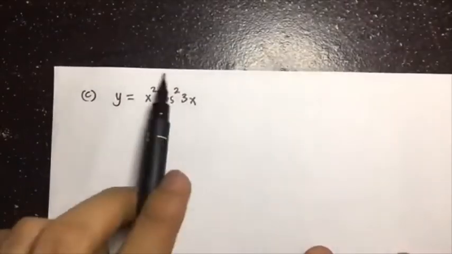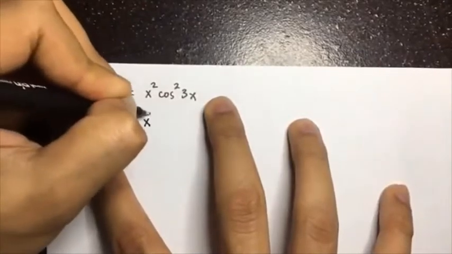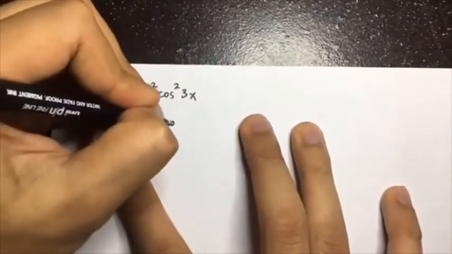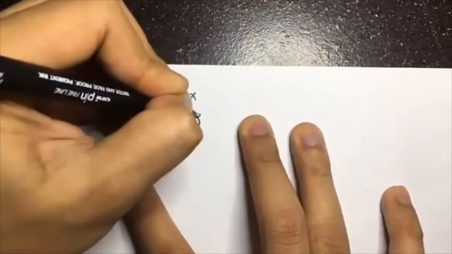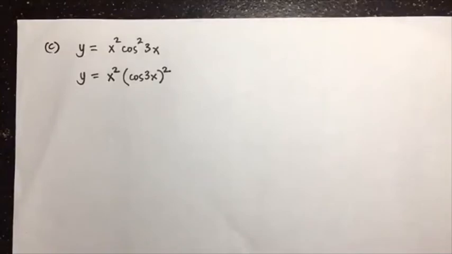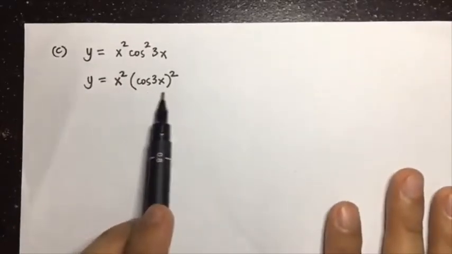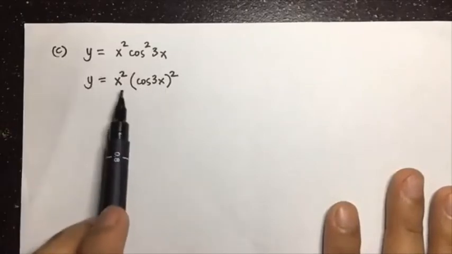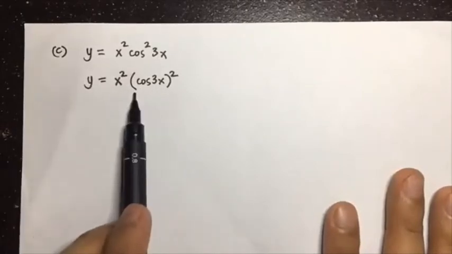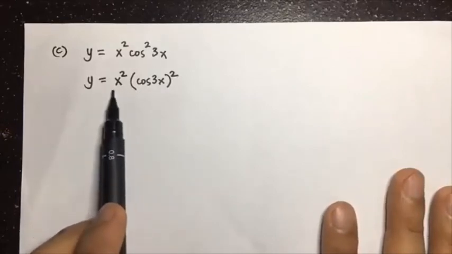Okay, so again, to emphasize the squared, we will rewrite this as y is equal to x squared times cosine of 3x squared. This type of function will be derived using the product rule, where in our product rule, this is our u and this is our v. So the first factor multiplied by the derivative of the second factor plus the second factor multiplied by the derivative of the first factor.